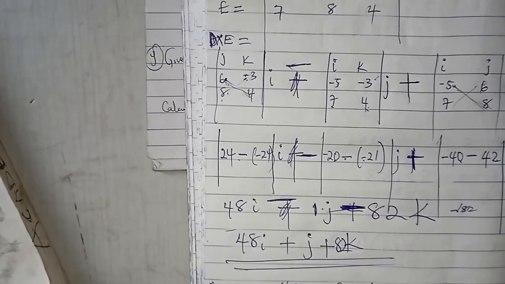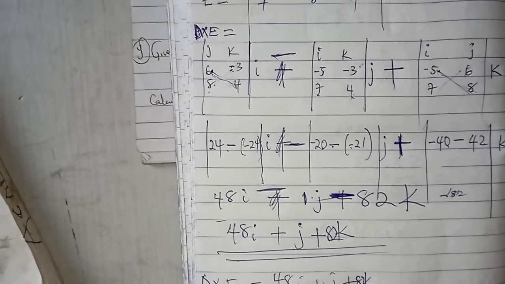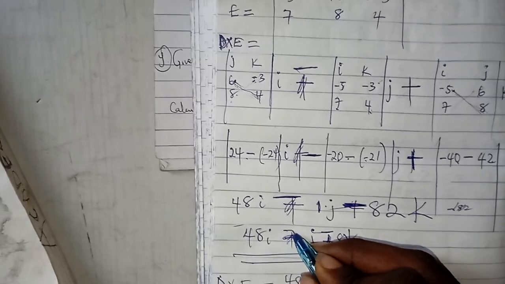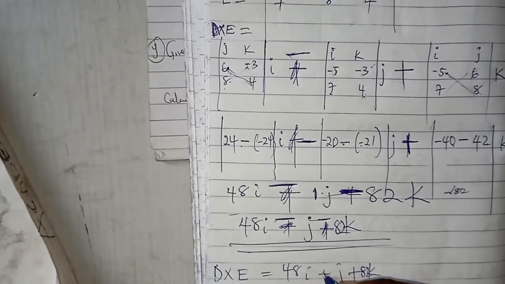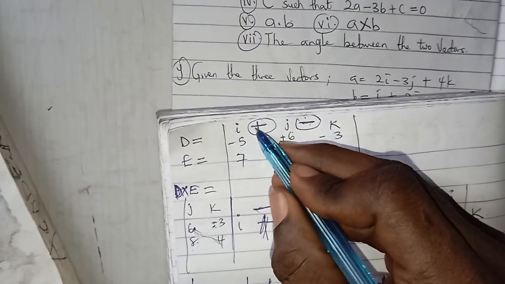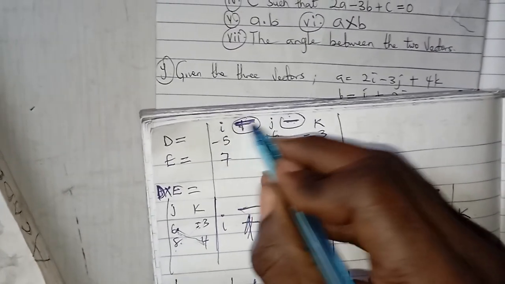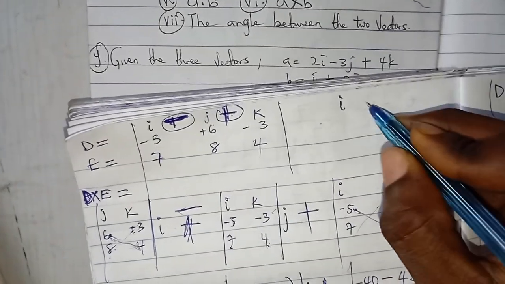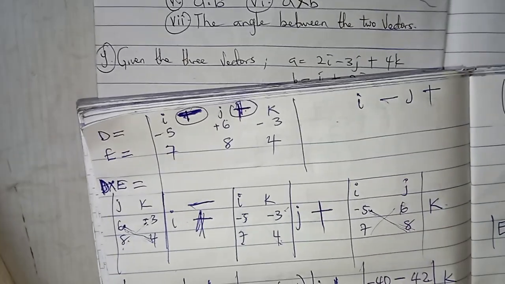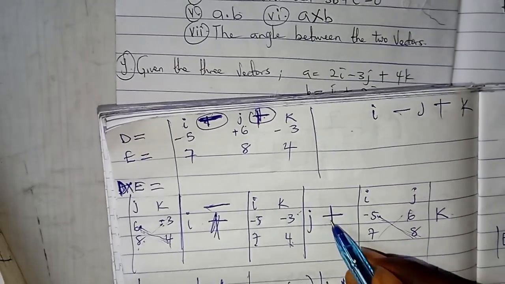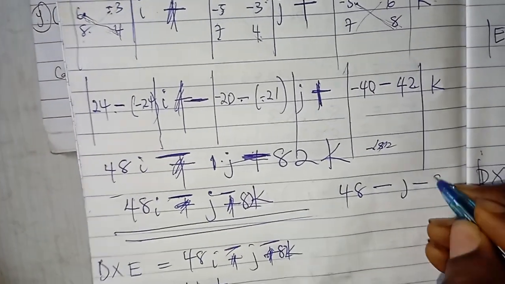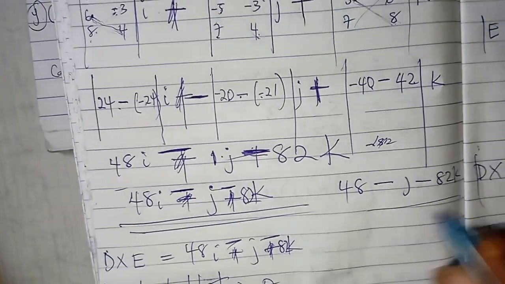Don't worry if it affects your answer. If it doesn't, it's because we took square roots of everything. At the point where we did this, it should have been minus, and this one is supposed to be plus. That's what I mean. It's always I minus J plus K. I forgot, sorry. So you're supposed to get 48I minus J minus 82K. So this is what you're supposed to work with.